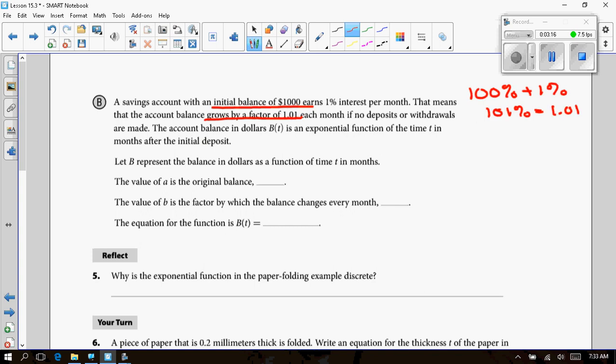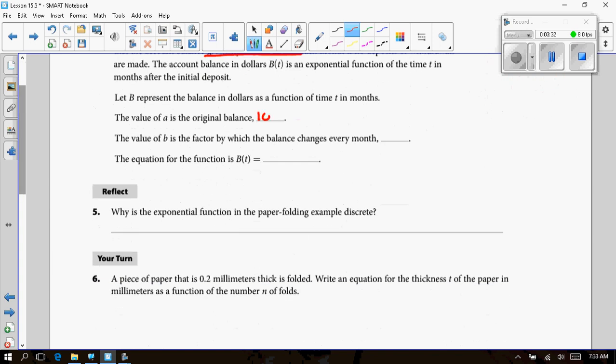Okay, so each month, if no deposits or withdrawals are made, right? So your parents put $1,000 into this account, you get 1% interest, and they started it the day you were born, and you have not added a lick of money since. It's just been sitting in the bank. You don't even know it's there. So the original balance, the starting price, your parents put in $1,000. They were very nice. And then we know that it's going to change by 1.01. That is our b value. So we're going to drop it into a times b to the x power. a is 1,000, b is 1.01 to the x power.